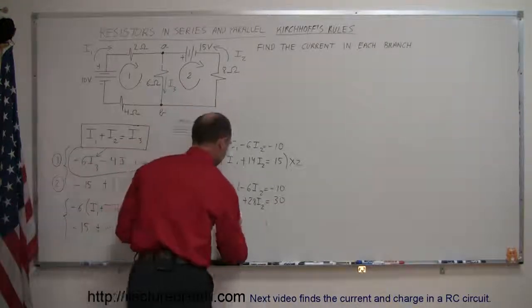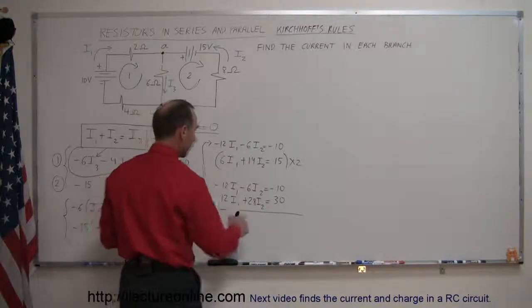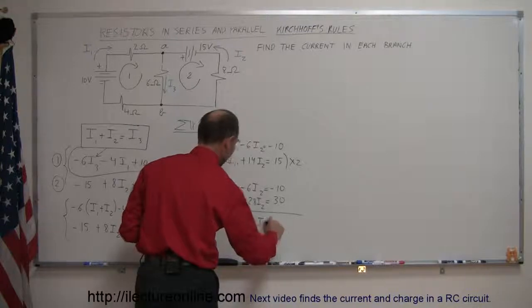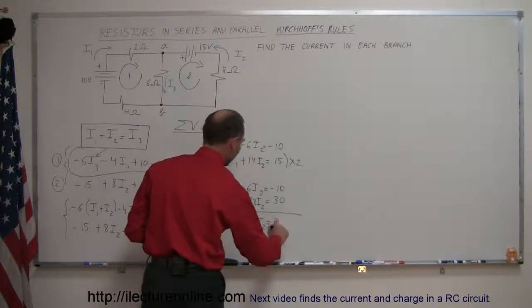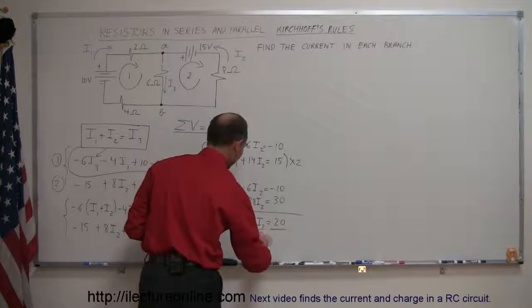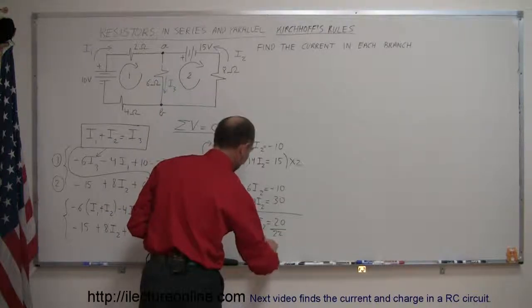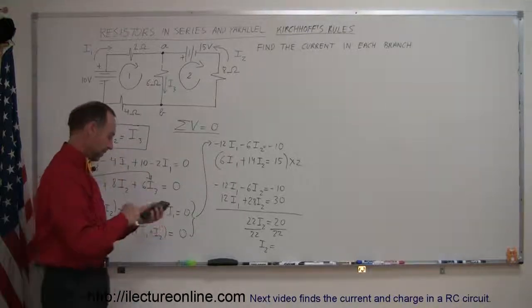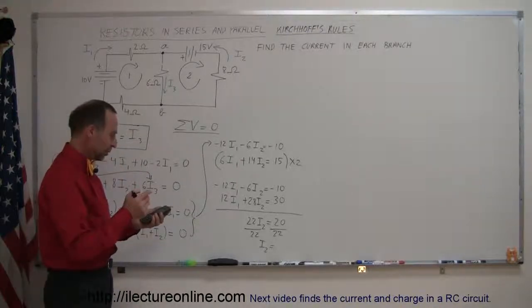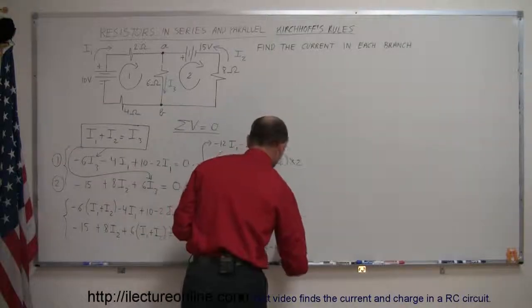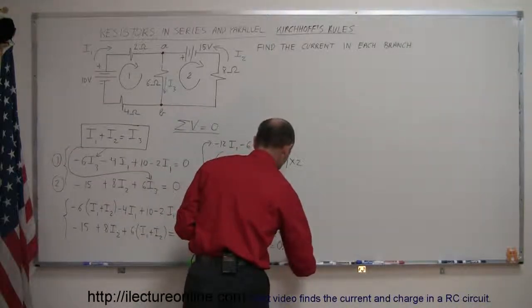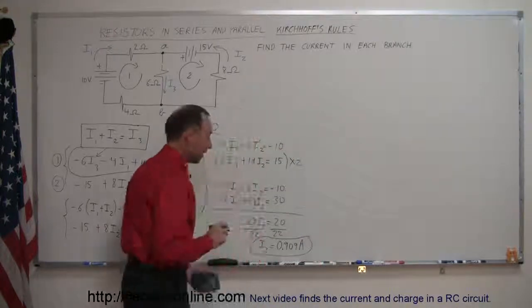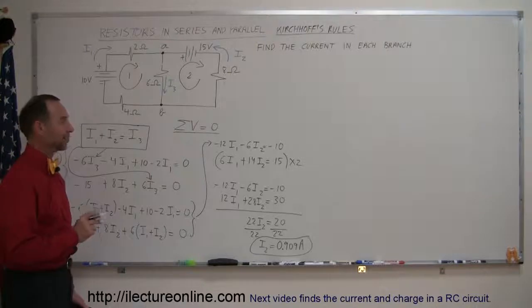I can now add the 2 equations. The I1s drop out. Plus 28 minus 6 is 22I2 equals plus 30 minus 10 is plus 20. Then divide both sides by 22. And I get I2 is equal to, with a calculator, 20 divided by 22 equals 0.909, and of course we know that's going to be in amps because we're looking for current here, and I found my first of the three currents, I2.